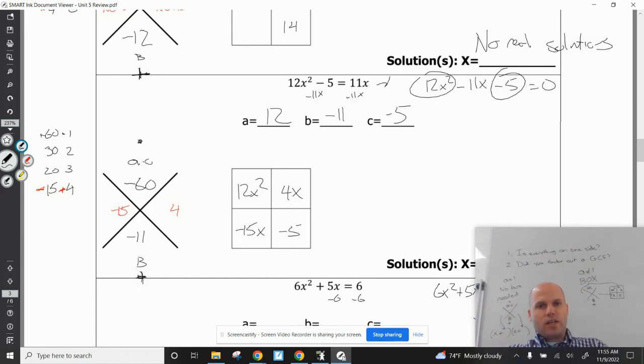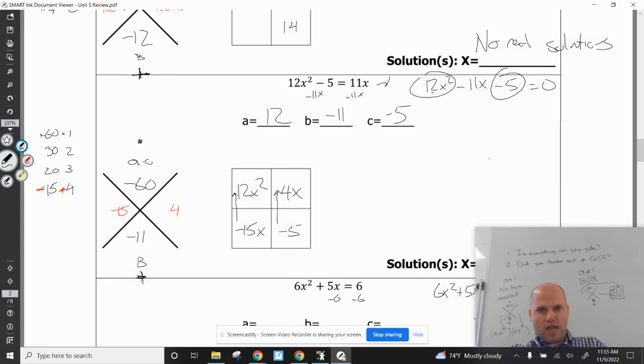We have to use the box. Many students think we can skip the box and just say x minus 15 and x plus 4. No, you are wrong. If you try to multiply x minus 15 and x plus 4 together, you're not going to get 12x squared minus 11x minus 5. You're not going to get the solutions. You must use the box when A is not 1.